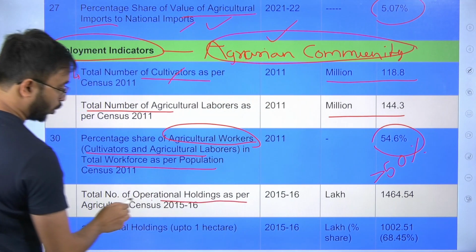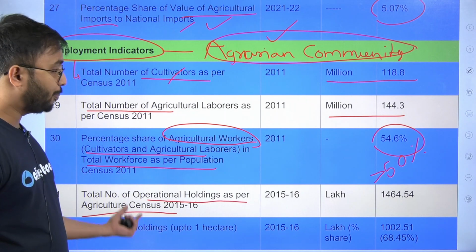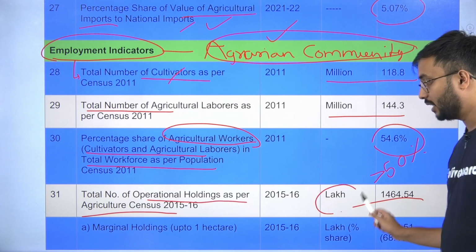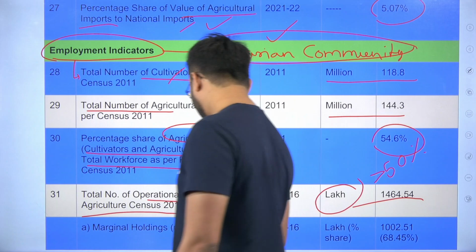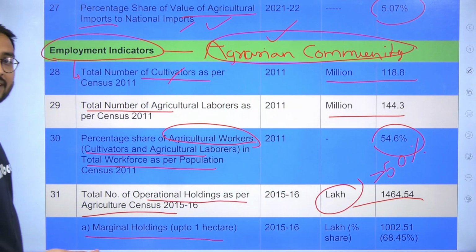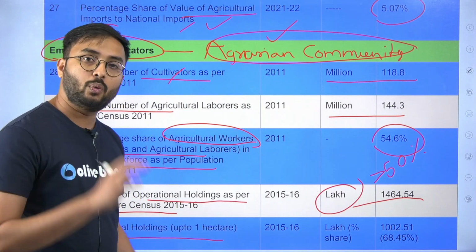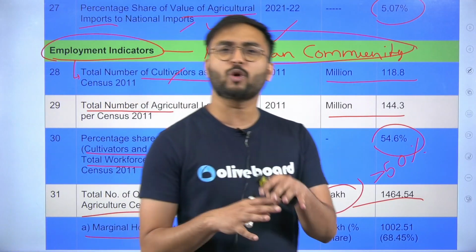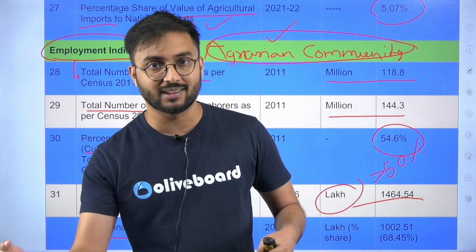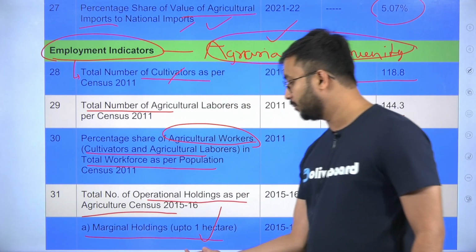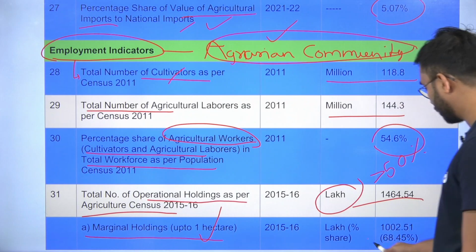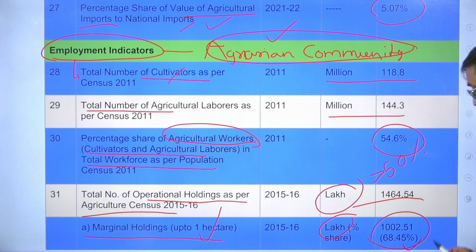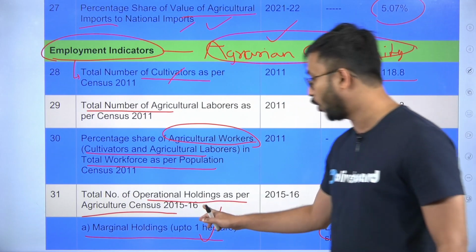Total number of operational holdings as per the agricultural census. Operational holdings, how much are there? 1,464.54 lakhs. Okay, these are the operational holdings. Then marginal holdings. Marginal holdings are those operational holdings which are less than 1 hectare. Operational holdings are classified into marginal, small, medium and large holdings, right? So marginal holdings are those less than 1 hectare. How much such area is there? 1,002.51 lakh, which is almost 68.45% out of 100% of your operational holdings.